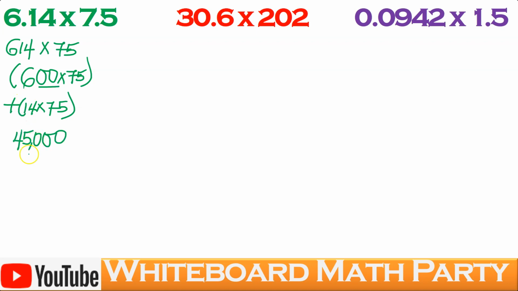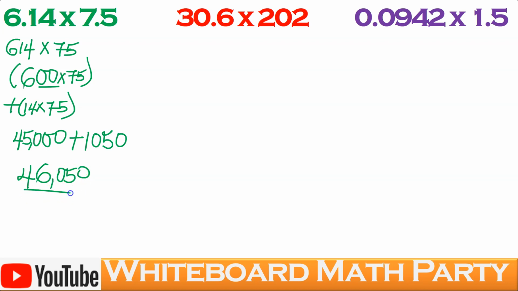So 600 times 75 gives me 45,000. Now if I add up 45,000 and 1,050, that will give me my final answer. So I'm going to add simply 45,000 and 1,050. And when I do that, I'm going to get 46,050.